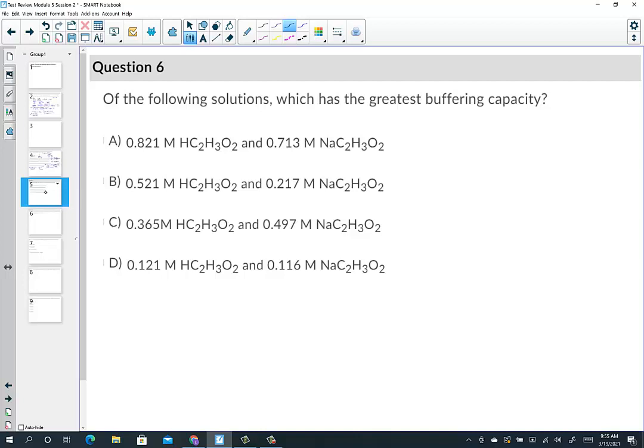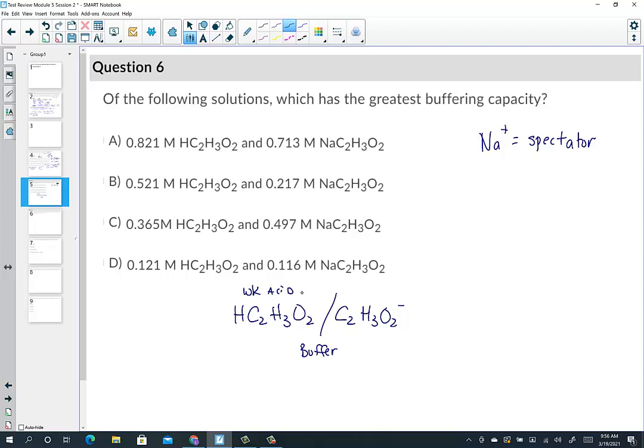Well, as I look at this list, I notice they all contain the same ingredients. They're all the weak acid called acetic acid and its conjugate base, acetate, knowing that sodium is a spectator. Sodium is a cation from a strong base, so no effect on pH. But this is a buffered solution because I have a weak acid and its conjugate base.